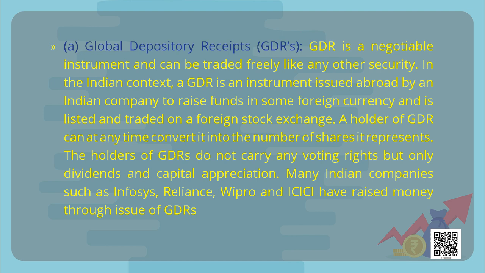If we talk about the Indian context, a GDR is basically an instrument which is issued abroad by an Indian company to raise funds in some foreign currency. So an Indian company can issue a GDR abroad, which means to any other country outside India, in their own currency. It has to get the GDRs listed and traded on a foreign stock exchange. A holder of the GDR, which means a person in that particular country, can buy or subscribe to the GDR. This holder can at any time convert that GDR into the number of shares it represents. So each GDR basically represents a certain number of shares. If a person is holding a GDR, he or she can easily trade that GDR and get it converted into the particular number of shares it represents.